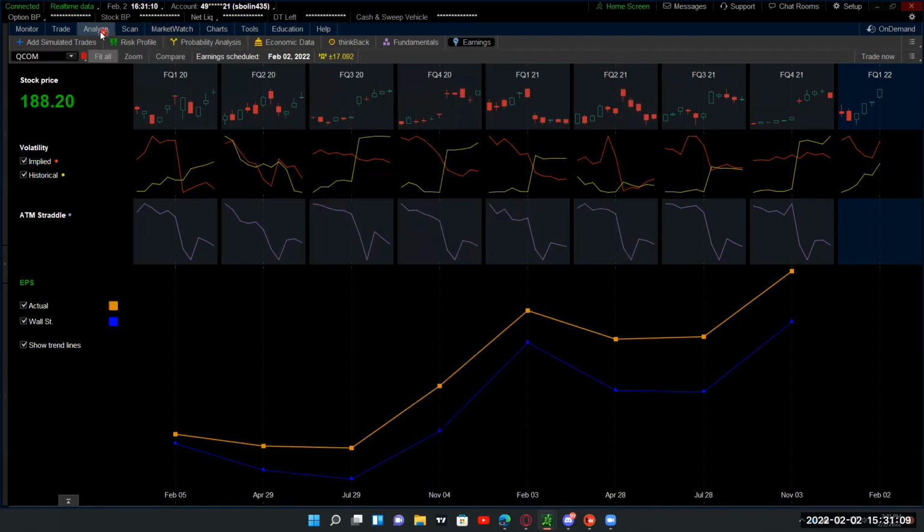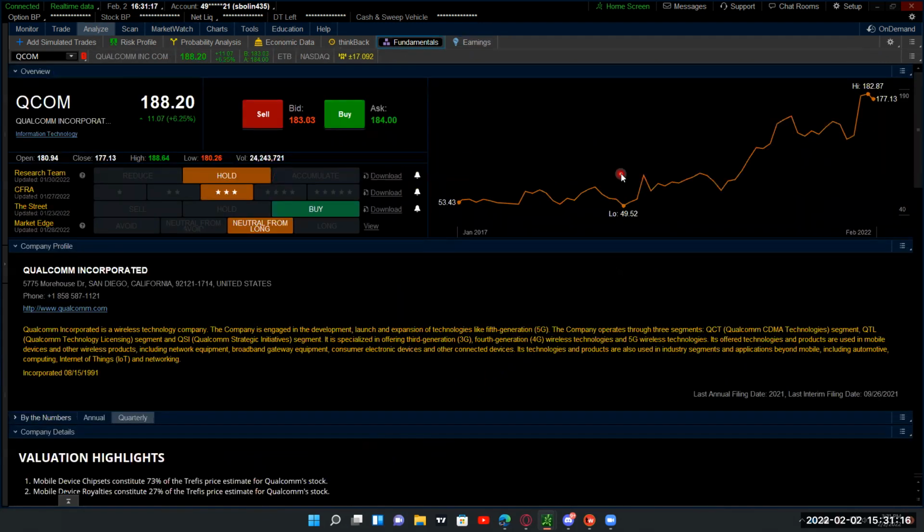What else do we got? We got the Analyze tab. So when we move our mouse there, we've got fundamentals. So you can go to Qualcomm and look at their fundamentals. There are 4 research companies right here who will offer you their perspective for free. Now, Market Edge does have a paid service. So they're only going to give you some of theirs for free, not all, but even some is better than nothing. So we can look at this.